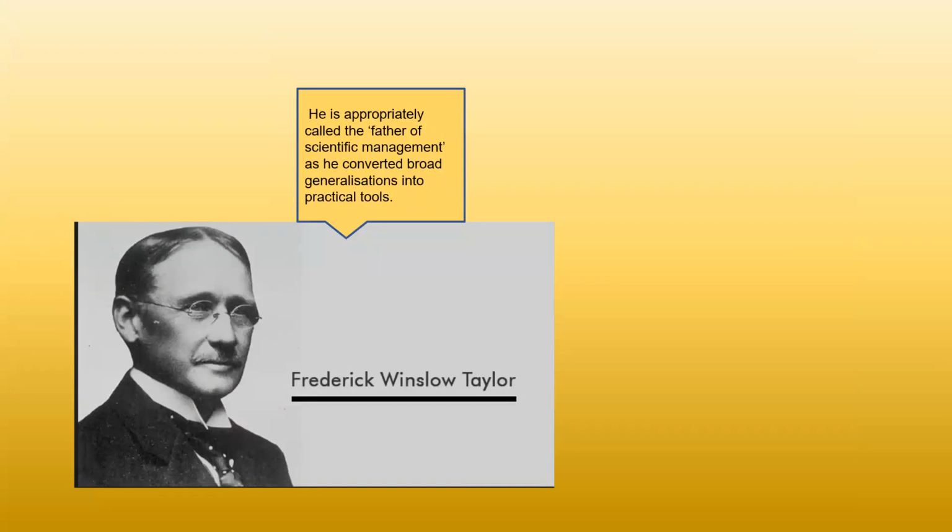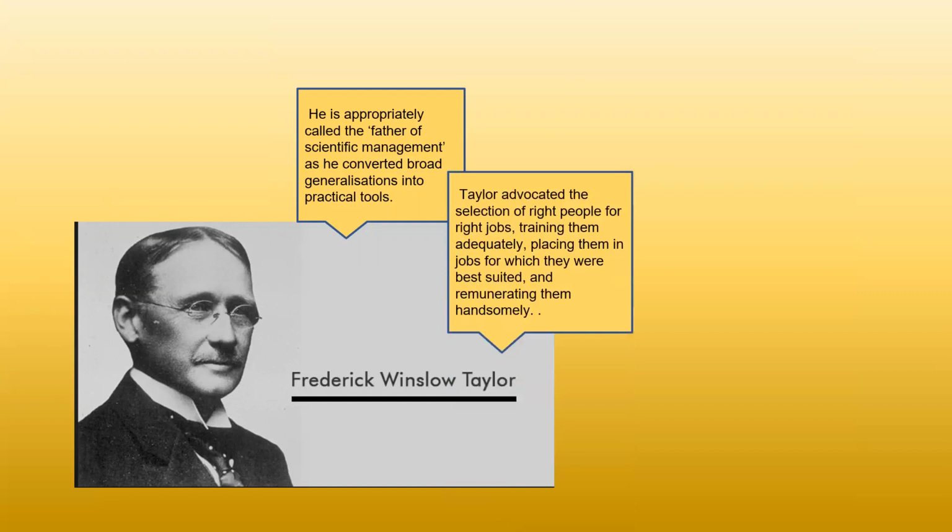We have already seen the different principles given by Taylor, like replacing the rule of thumb, harmony in group action, cooperation between management and workers, maximum output in place of restricted output, and development of workers through scientific selection and training. So Taylor, as we all know, advocated the selection of the right people for the right jobs, training them adequately, placing them in jobs for which they were best suited, and remunerating them in a handsome manner.